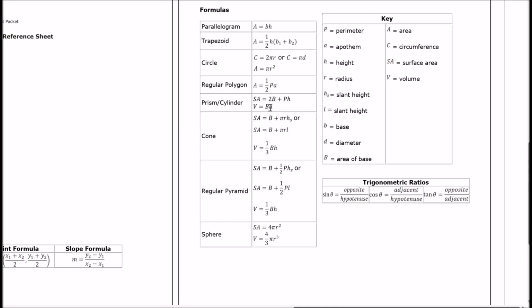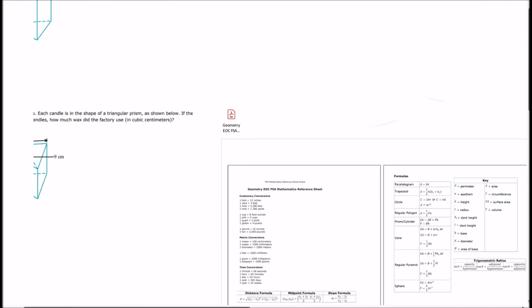Notice that B is the area, so you need to figure out what the area is. If you have a triangle, notice that the area for the triangle is not given in this table. They give it to you for a parallelogram, trapezoid, circle, regular polygon. But they do not give it to you for a triangle. But remember that a triangle is half of a parallelogram. So we can use the formula for A, which is BH, and we can just divide that by 2. And then we're going to plug that into our B here. Okay, so that's how you use that formula sheet.